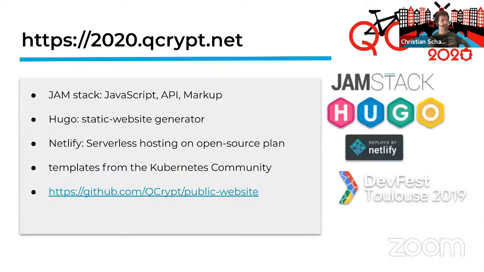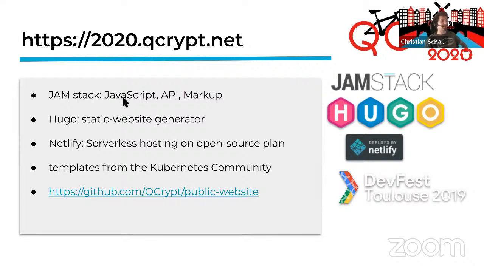Okay, a quick word about the website. This is what I spent most of my time on. So far we have been using WordPress for the QCrypt websites. But this year, I decided to change up things a little bit and learn a new programming language. It's this Hugo. It's based on Go. It's a static website generator, and it's based on the Jamstack. I'm just throwing out some words for people who might know.